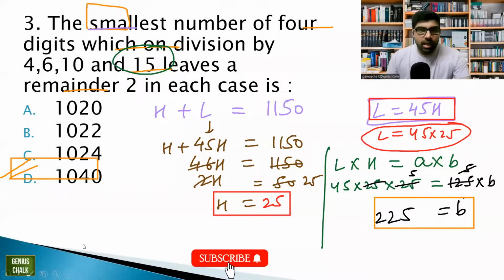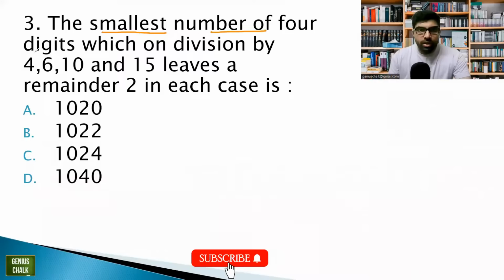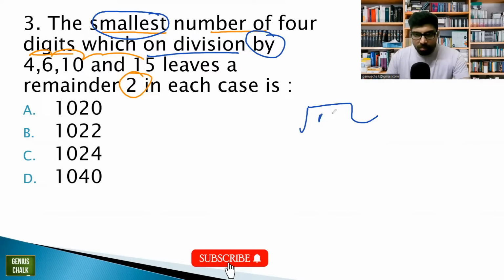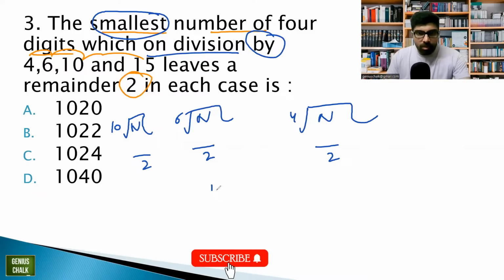Next question says: the smallest number of four digits which, on division by all these, leaves the remainder 2 in this case. So for this type of question, we have already done the trick. The number is divisible by 4, leaves a remainder 2. The same number divisible by 6 leaves a remainder 2. The same number divisible by 10 leaves a remainder 2. And the same number divisible by 15 also leaves a remainder 2.